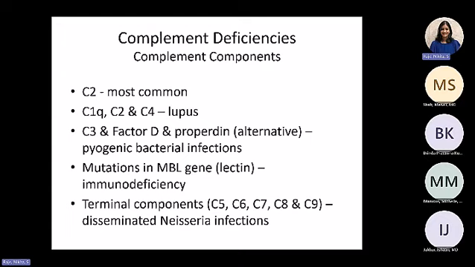Terminal components, I should mention that that's controversial. So there are two schools of thoughts, and some people do treat MBL pathway defects. Terminal components C5 to C9 defects, those are the ones that will lead to typical terminal complement pathway defects that we identify by their association with these infections by disseminated Neisseria and encapsulated organisms infections.